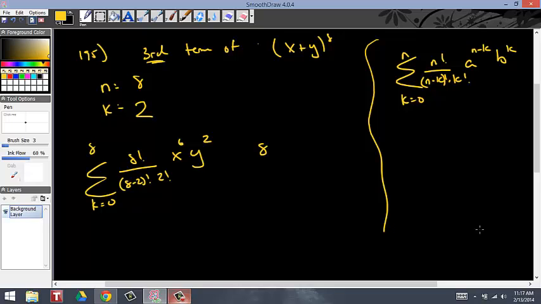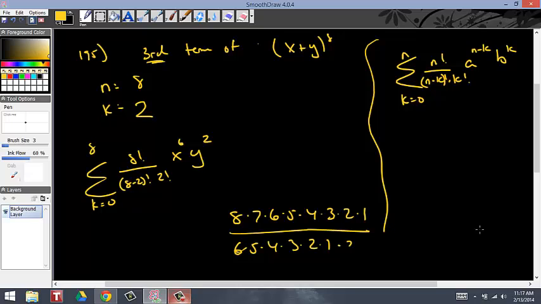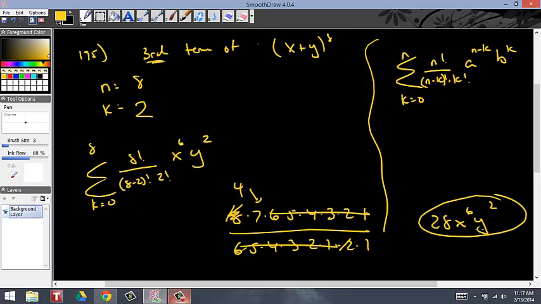So let's figure out our coefficient. 8 factorial is 8 times 7 times 6 times 5 times 4 times 3 times 2 times 1, all over 6 factorial, 6, 5, 4, 3, 2, 1, times 2 times 1. That's gone, 2 and 8 become 4. What's my coefficient going to be? 28. X to the 6th, y squared. Boom.